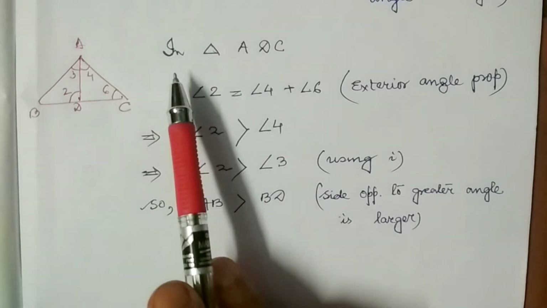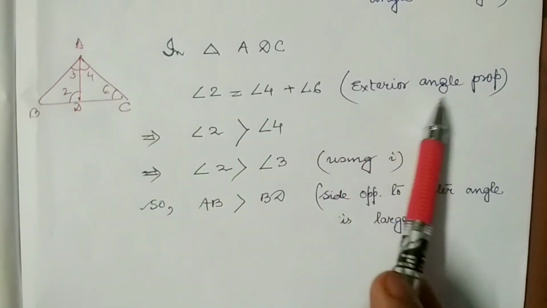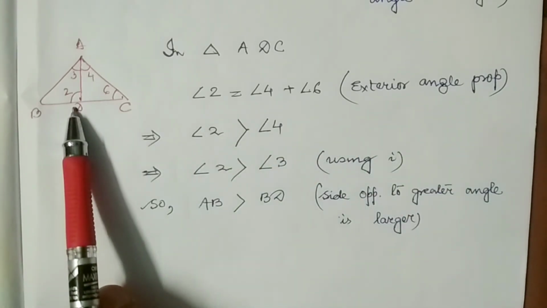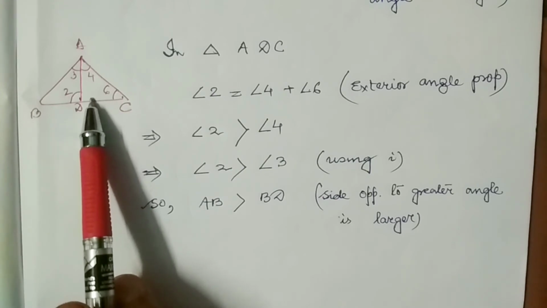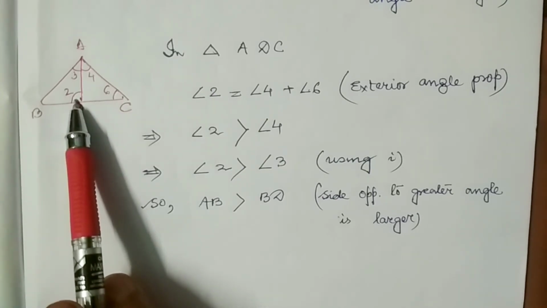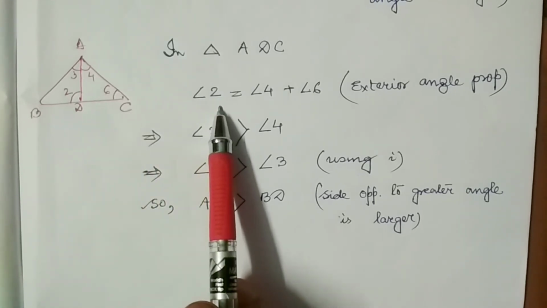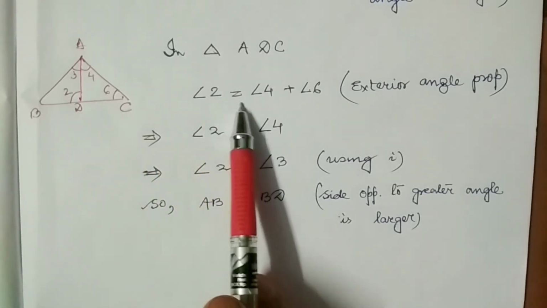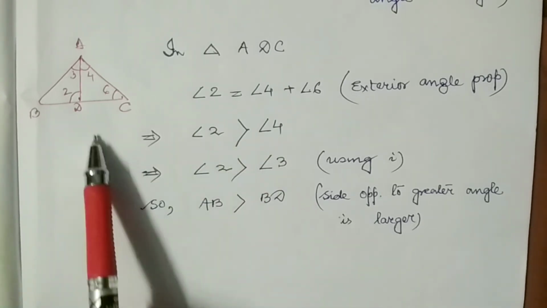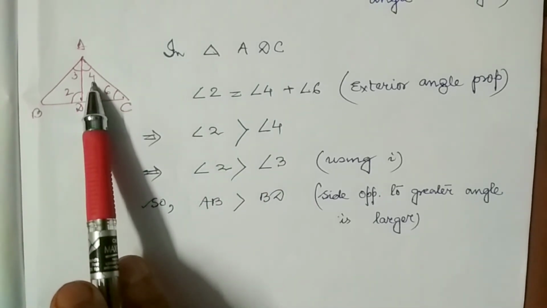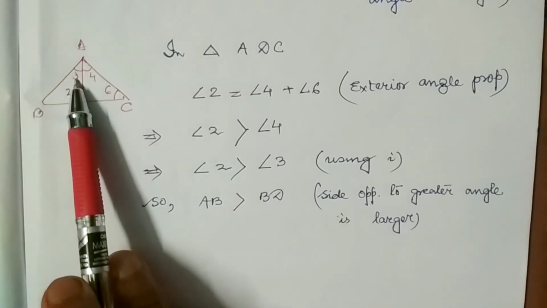Now in triangle ADC, using exterior angle property, I can write angle 2 equals 4 plus angle 6, because in any triangle, the exterior angle equals the sum of the interior opposite angles. So here, just like the previous case, angle 2 equals 4 plus 6. That means angle 2 must be greater than angle 4. So angle 2 is greater than 4. And since 4 and 3 are equal, angle 2 is greater than angle 3.